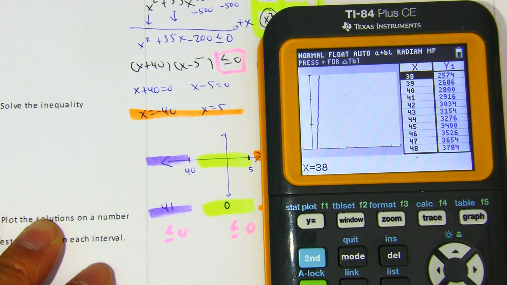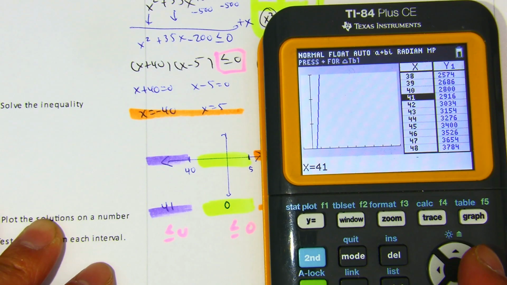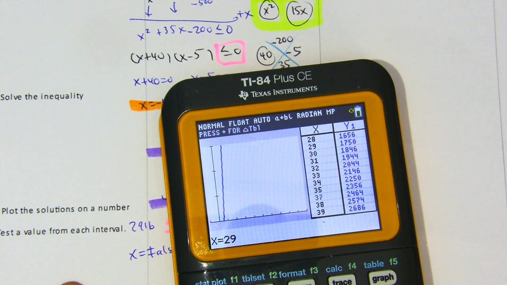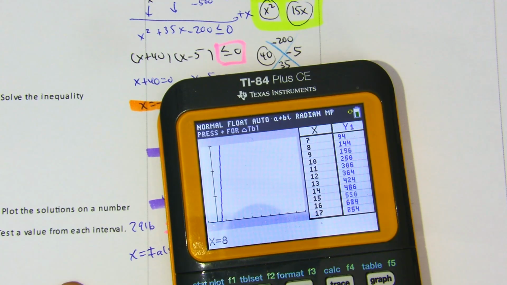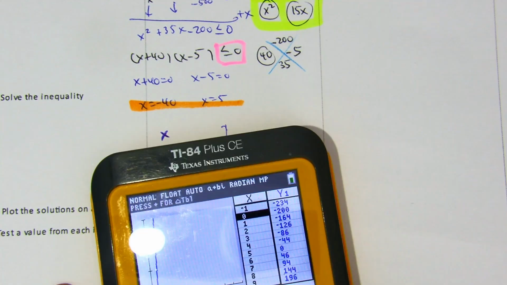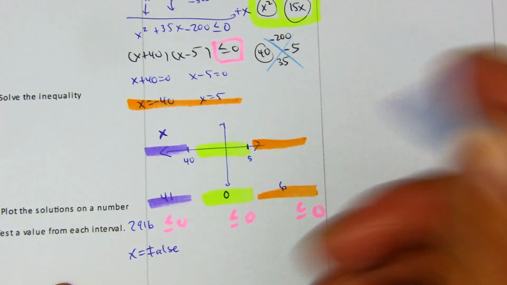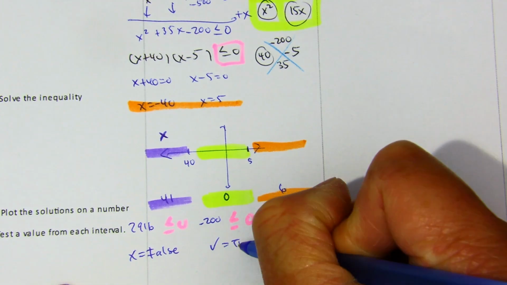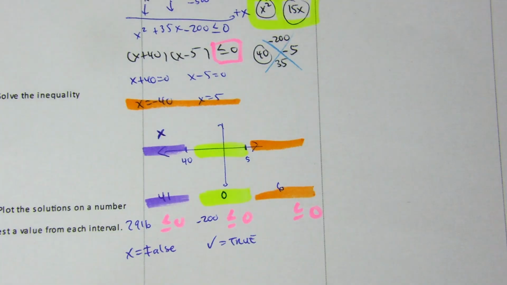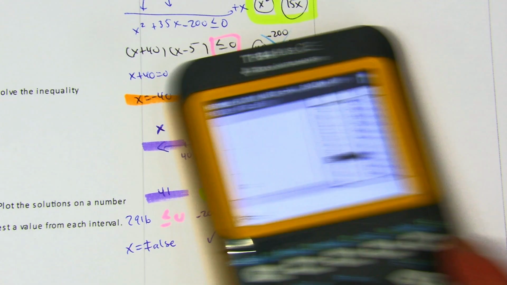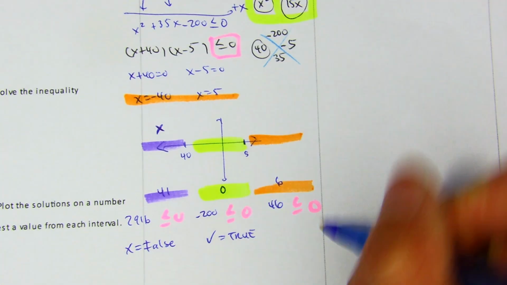Your value will be 2,916. So I'm letting the calculator do the work. Okay, 0 is negative 200. So is negative 200 smaller than 0? The answer is true. And then if I chose 6, that is 46. Is 46 smaller than 0? That would be false.